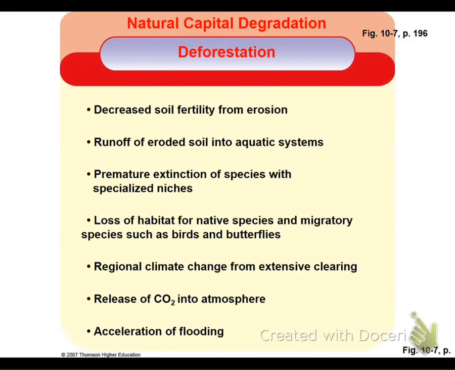So if we look at the degradation due to deforestation, one, because of water rushing off, because there's nothing to stop it, you have tons and tons of soil erosion.